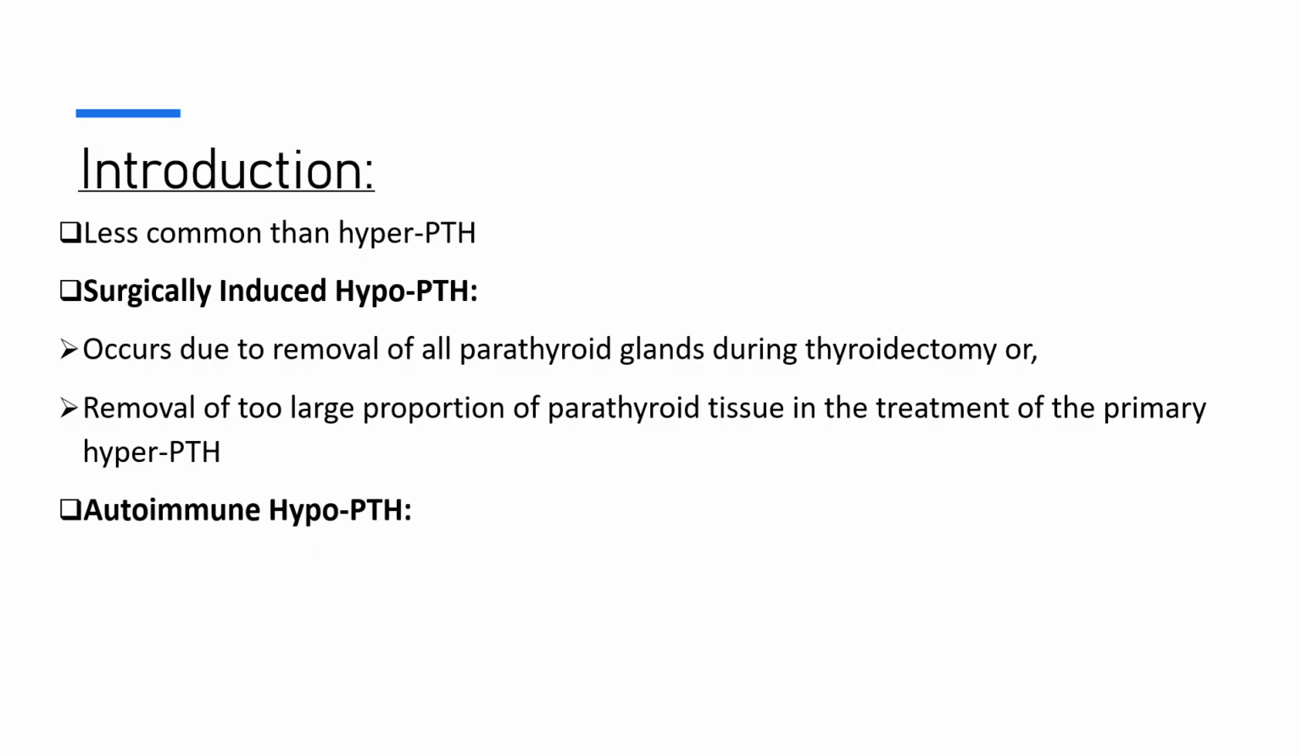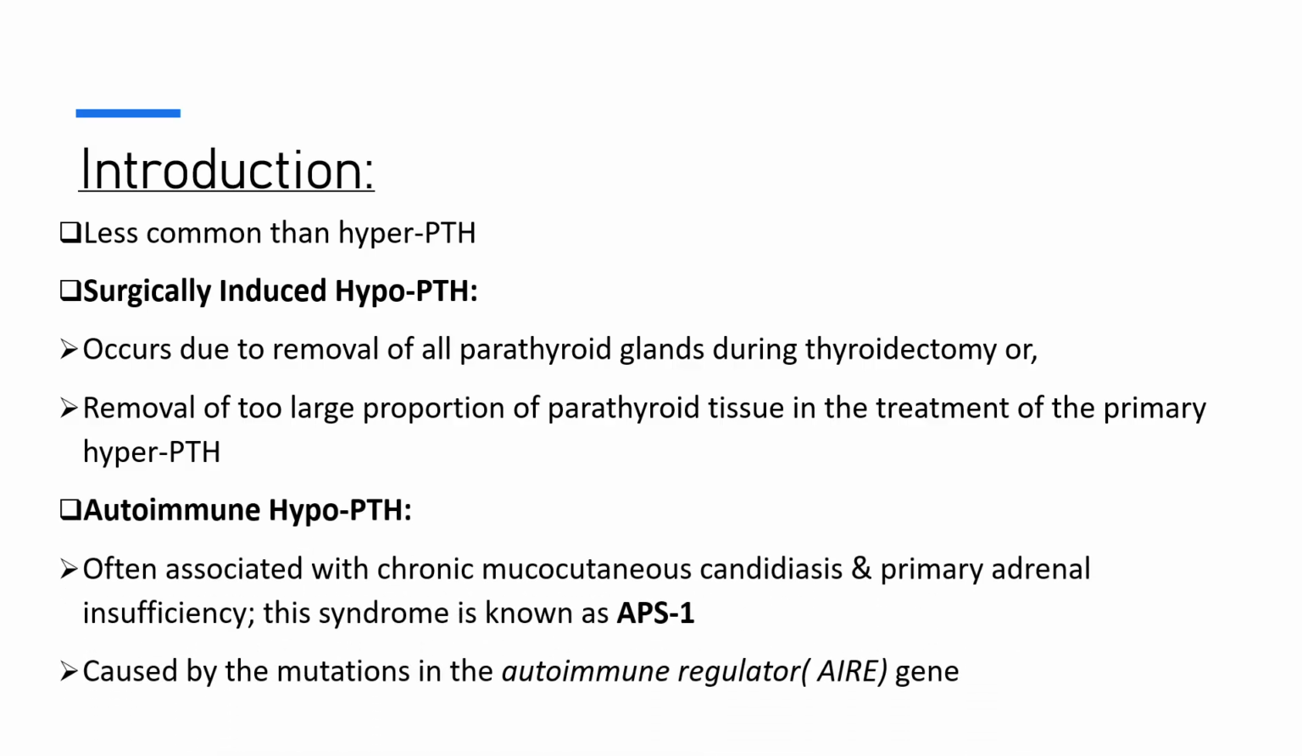And autoimmune hypoparathyroidism comes up in association with other chronic autoimmune disorders like chronic mucocutaneous candidiasis and primary adrenal insufficiency, and this syndrome is known as APS1, often caused by a mutation in the autoimmune regulator gene.